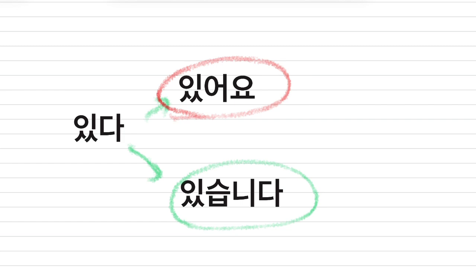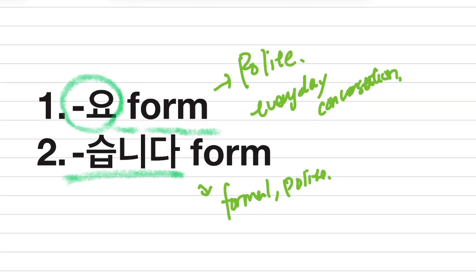We say 있습니다. So for example, 질문이 있습니다. Remember, what is 질문이 있습니다? I have a question. So Korean has two polite styles. Number one is the 요 form, used in daily conversations. Number two is 습니다, the more formal one used in official situations. Okay?